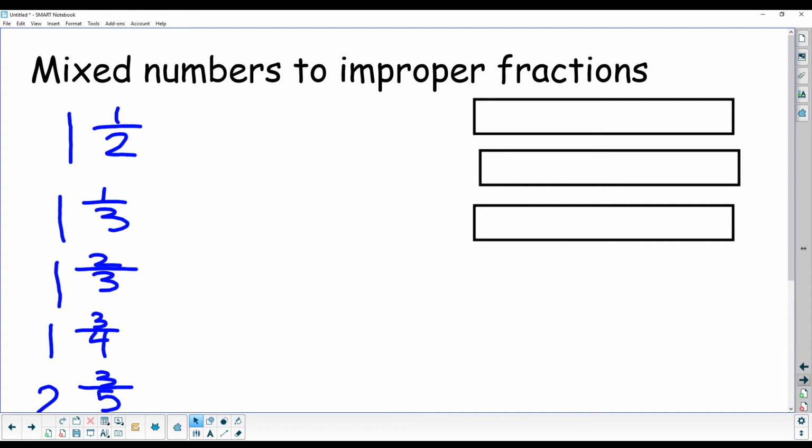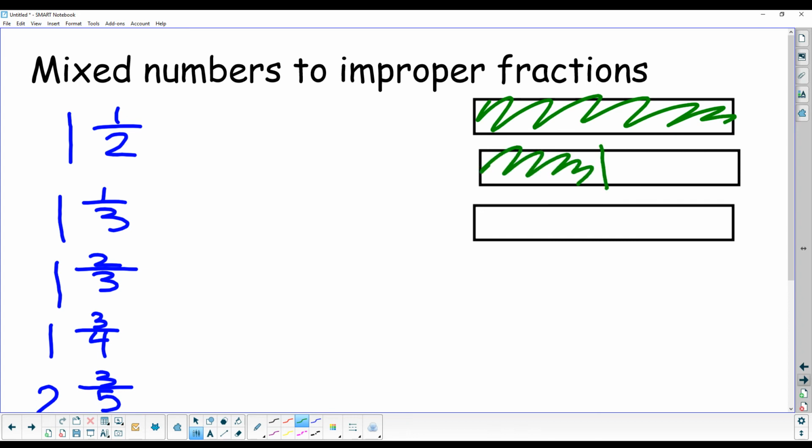Now we're going to talk about how you change those mixed numbers, which is a whole number and a fraction, to an improper fraction, which again is just a fraction more than 1. So if I think about this 1 1/2, if I was coloring this in on a fraction bar, it would be 1 whole and then 1/2 of a fraction.